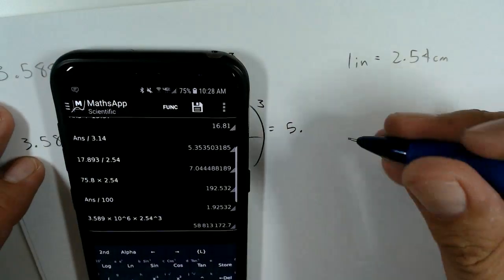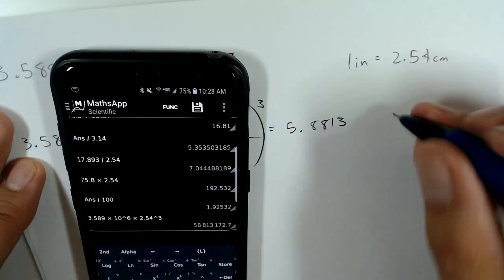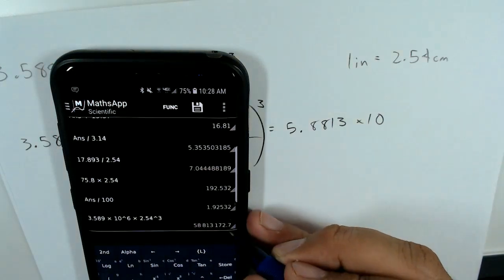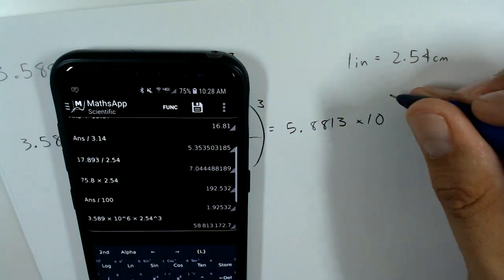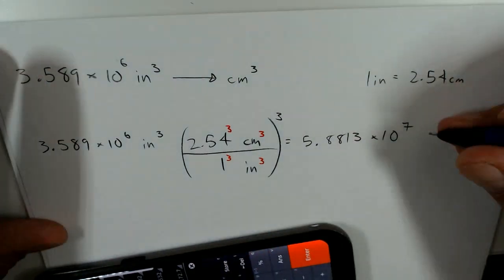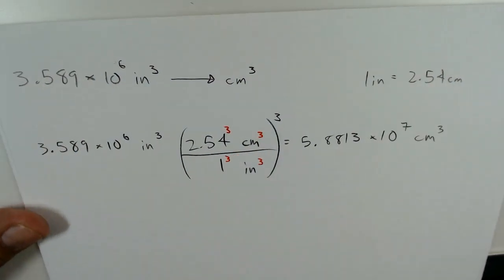What was that? 5.8813. And it's 10 to the what? What's that? 7? Let me double check that. So it's 2, 3, yep, it's 10 to the 7. That's positive 7. All right. And units, don't forget the units. Centimeter cubed.